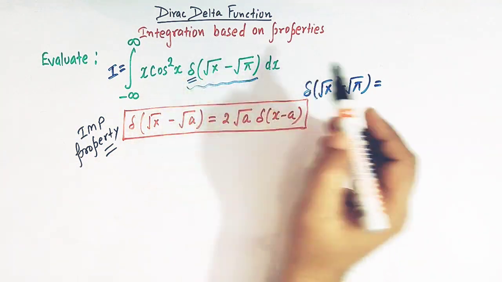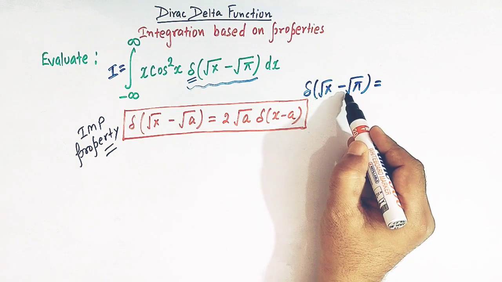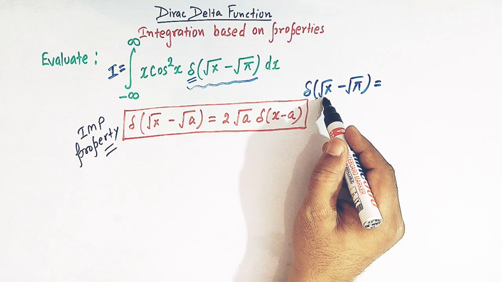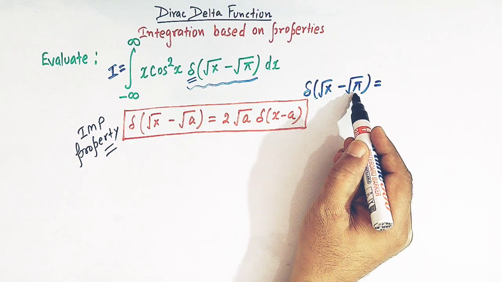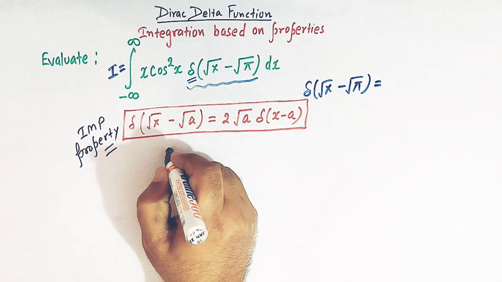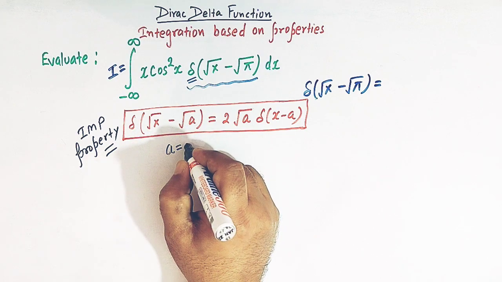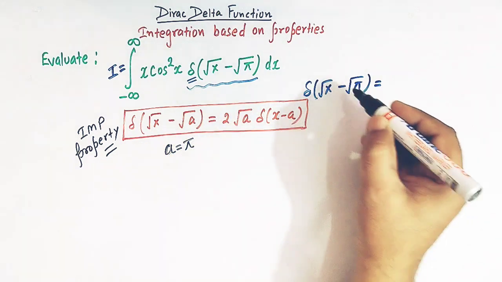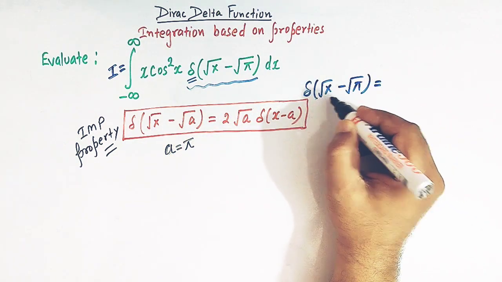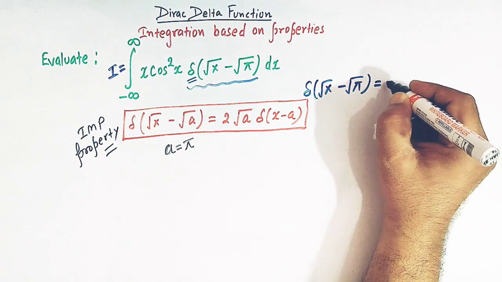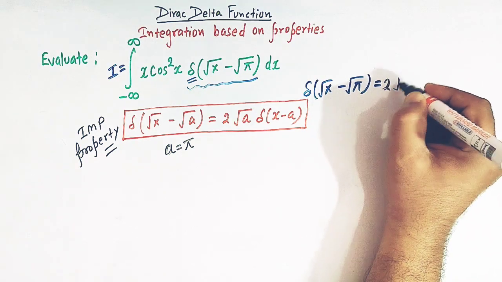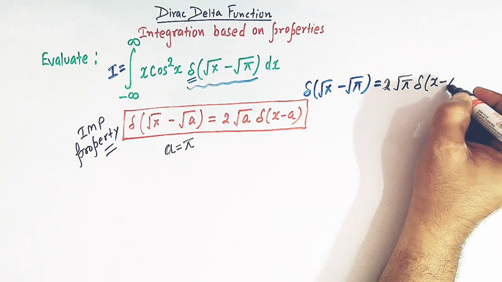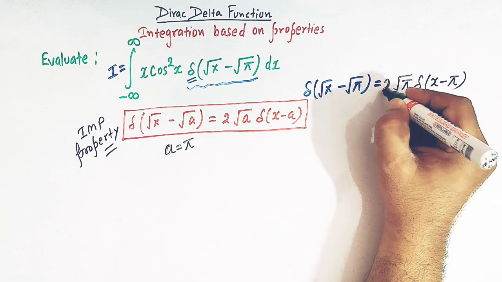Here we have delta of square root of x minus square root of pi. If we compare square root of x minus square root of pi with this property, we can see that a is equal to pi. So according to this property, delta of square root of x minus square root of pi is 2 times square root of pi, and here we have delta of x minus pi.